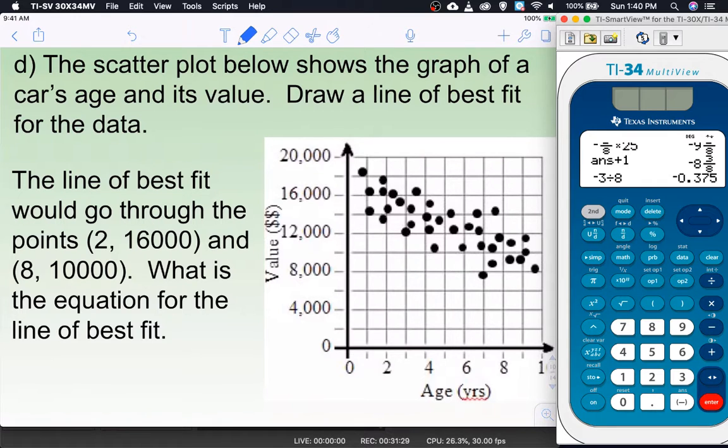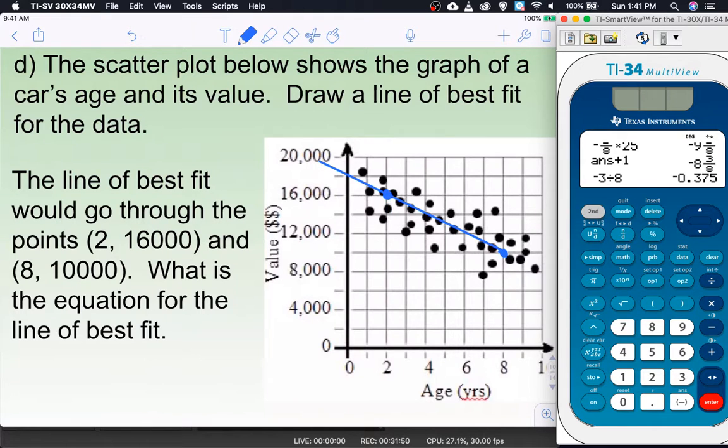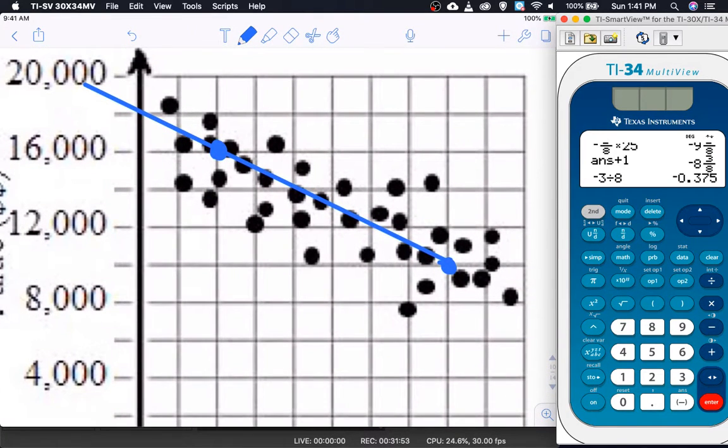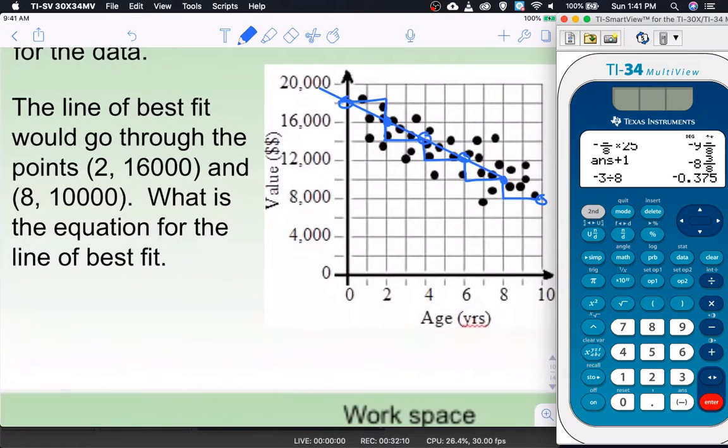So the first point is 216,000, which is right there. And then 8 and 10,000, which should be right about there. So my line is about right there. And I'm looking at my line, and there's a pattern I see. Down 1 over 2, down 1 over 2, down 1 over 2, down 1 over 2, and in reverse, up 1 over 2. That alone gives me every single piece of information I need in order to write the equation of my line.